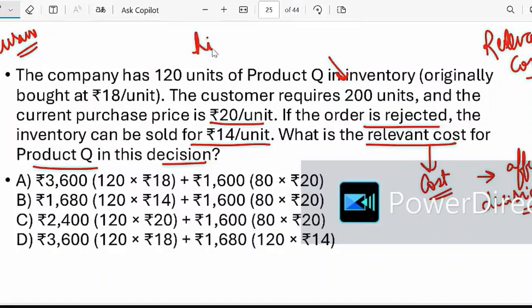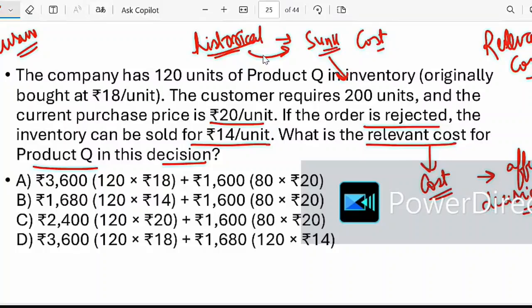I think we have already discussed this concept, right? There is something called sunk cost. Sunk cost means what? Irrelevant. Remember, sunk cost is irrelevant for the decision, and historical cost is a kind of sunk cost, right? Because they don't impact the future outcome.